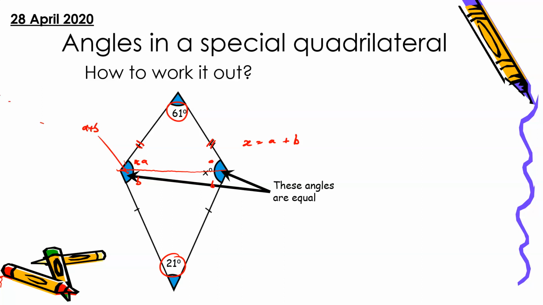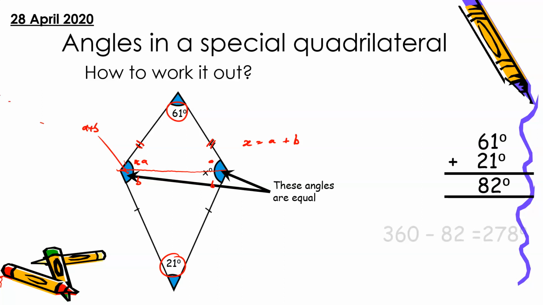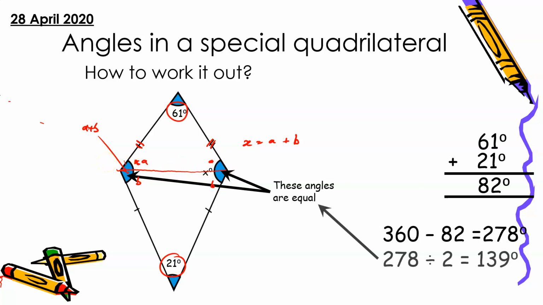So we can use that feature, obviously, if the two angles we've got are 82, take that away from 360, it means that both these angles here must add up to 278, which we can divide by 2 to give us 139. So you can see using the features of the quadrilateral helps us to answer questions.